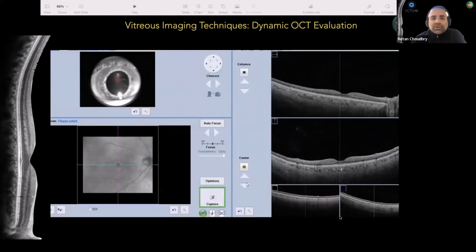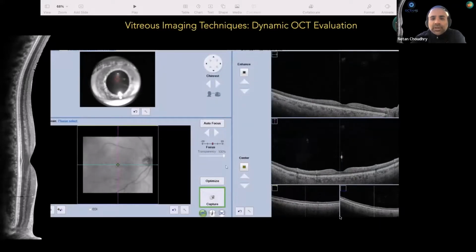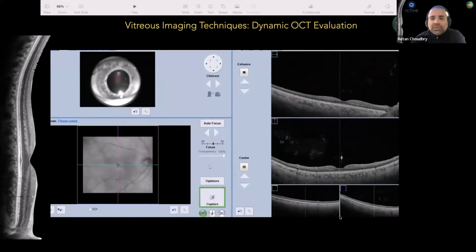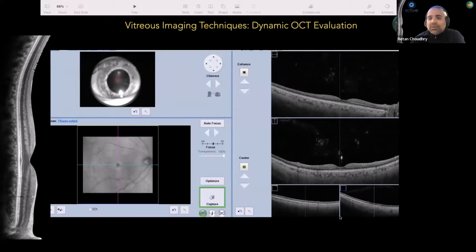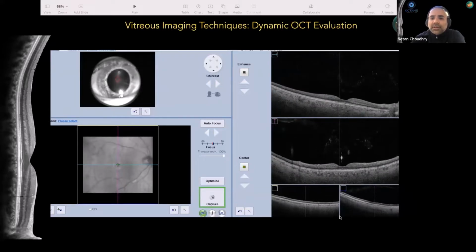So what does this look like when it's an amorphous cloud? Here's our patient, and we're having them alter their gaze in different directions. And you'll see on the OCT, in the area where the vitreous is located, a cloud of hyperreflective floaters just slowly migrating over their vision, casting very tiny shadows.